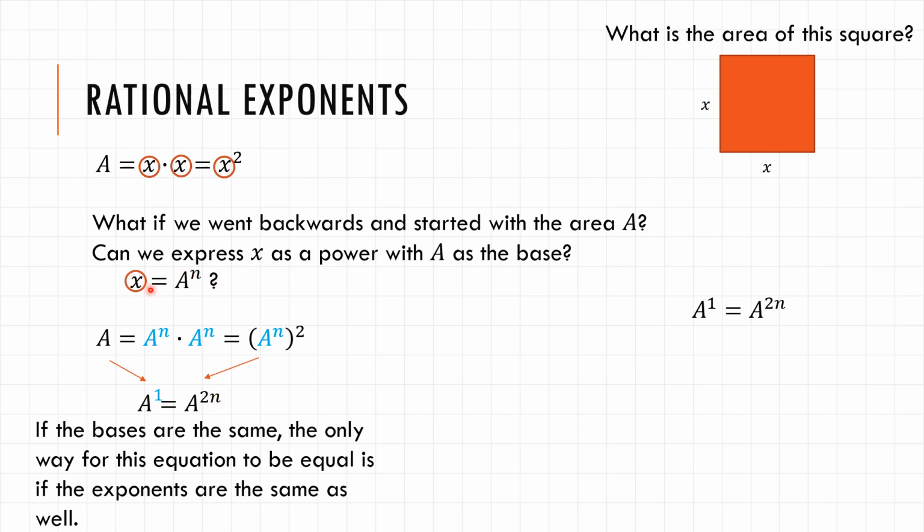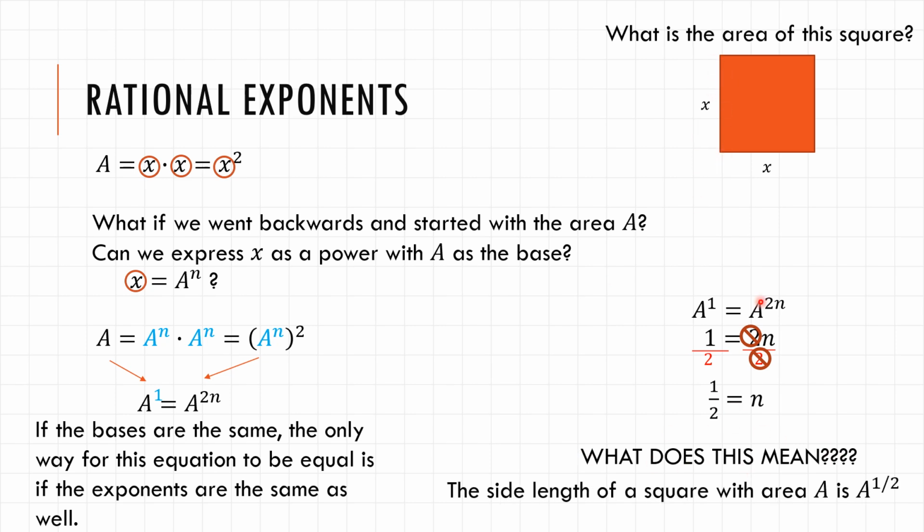Can I express x as a to the power of some number? What does that number have to be? Well, I can find that out because if the two bases are equal and the exponents are equal, I can just isolate n by dividing both sides by 2. And I find out that n needs to be 1/2. What does this mean? How does this help us understand rational exponents? Well, this means that the side length of a square that has an area of a can be expressed by a to the power of 1/2.